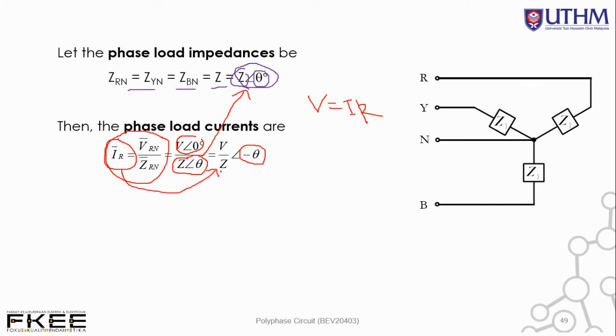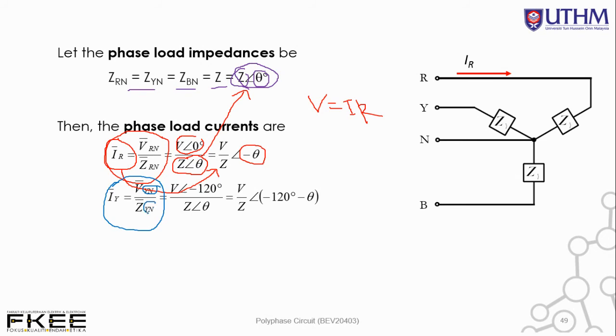with negative theta. Then when you come to the second equation, I_Y, just take the value of V_YN over Z_YN. Remember Z_RN, Z_YN, Z_BN are all equal. So V equal minus 120 degree over Z theta. Solve this equation and you will get minus 120 minus theta. So now you can see the trend.